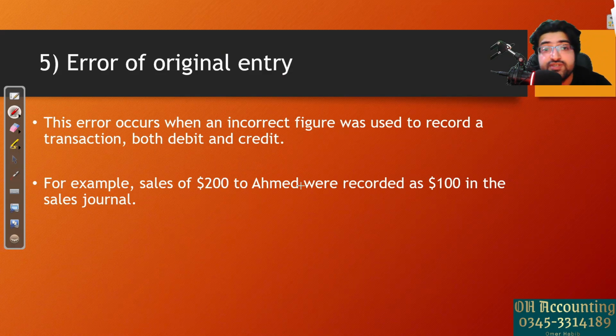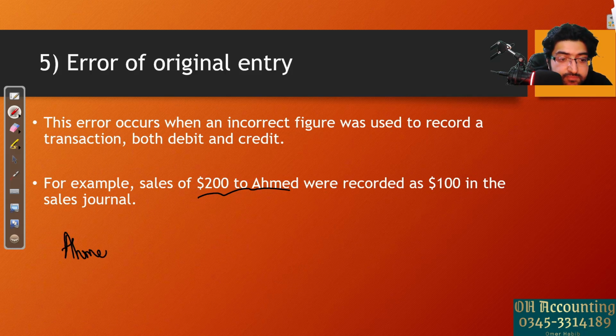Error of original entry. Okay. This error occurs when an incorrect figure was used to record a transaction, both debit and credit. In simple words, you mess up the amount on the debit side as well as the credit side by the same amount. Okay? By the same amount. For example, sales of 200 to Ahmed. See, your double entry should be quick now. Ahmed debit 200 and sales credit 200. Okay? This is the entry that should have been made.